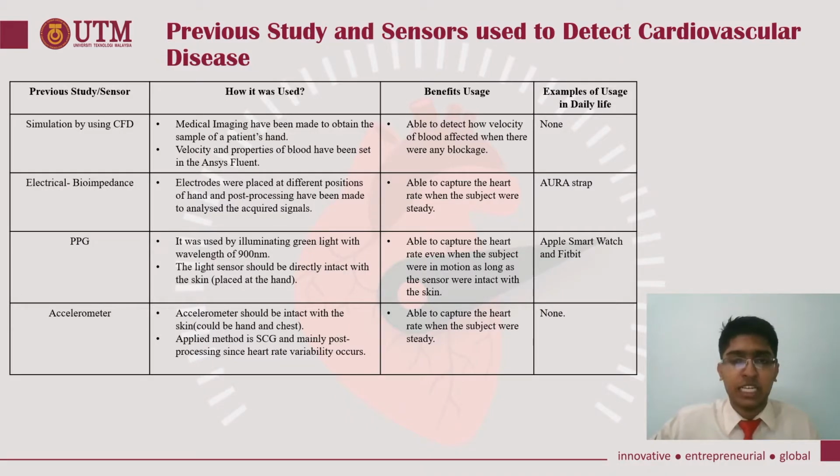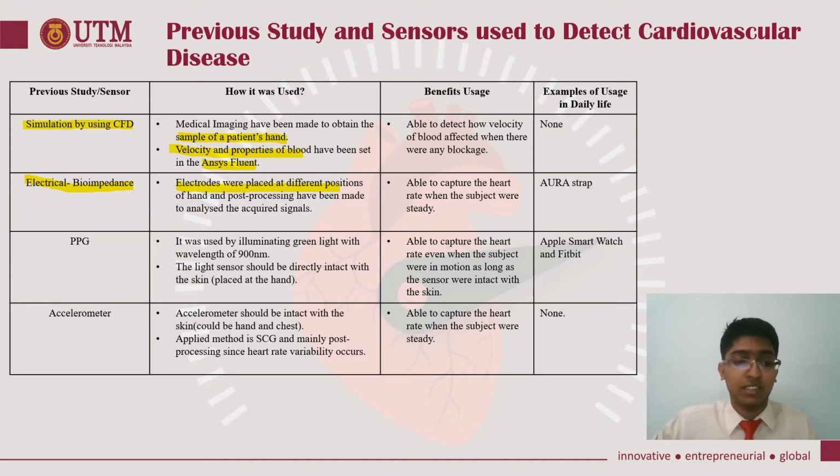There are various previous studies and sensors that have been used to detect cardiovascular disease. First is simulation by using CFD, where ANSYS Fluent has been used to set the velocity and properties of blood by obtaining the sample from a patient's hand.